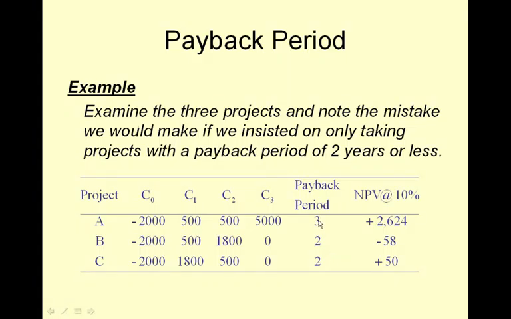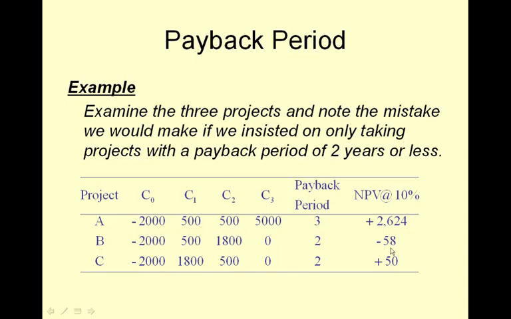But if we were to calculate the net present value of these 3 projects at a discount rate of 10%, Project A is by far the superior project, generating $2,600 in NPV. Project B has a negative NPV, and Project C has a small positive NPV.